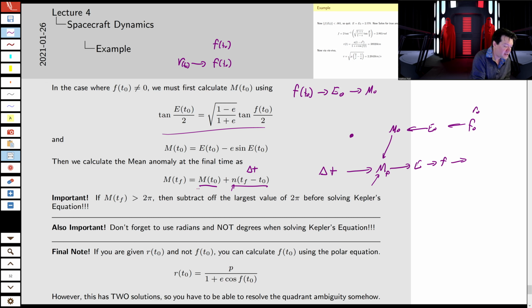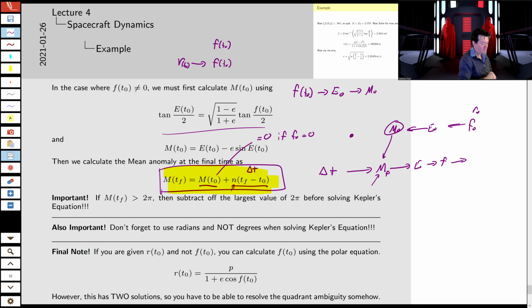Because we can't just calculate mean anomaly. We can calculate change of mean anomaly given change in time, but we can't calculate absolute values of the mean anomaly without knowing the initial value of the mean anomaly. So we have to update our equation a little bit here. Of course, if you start at periapse, then this initial mean anomaly is 0, if f naught equals 0. That's pretty much it.